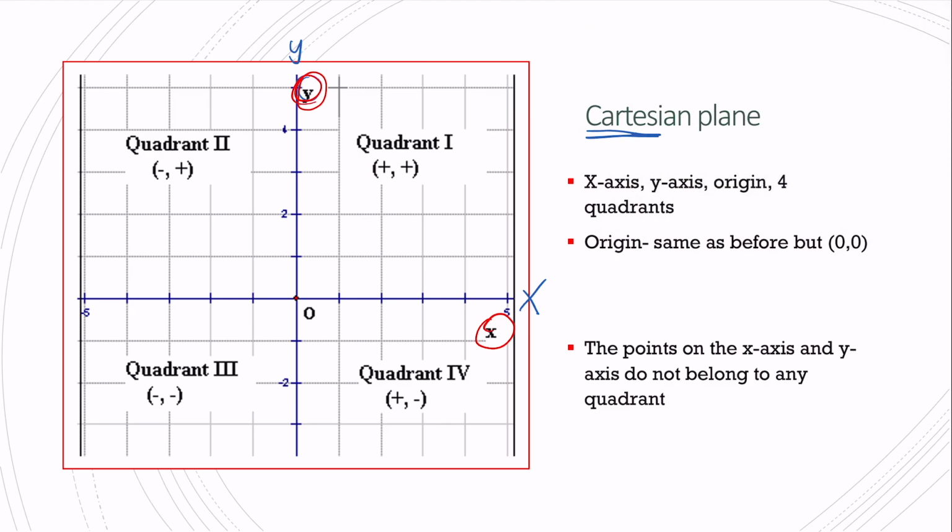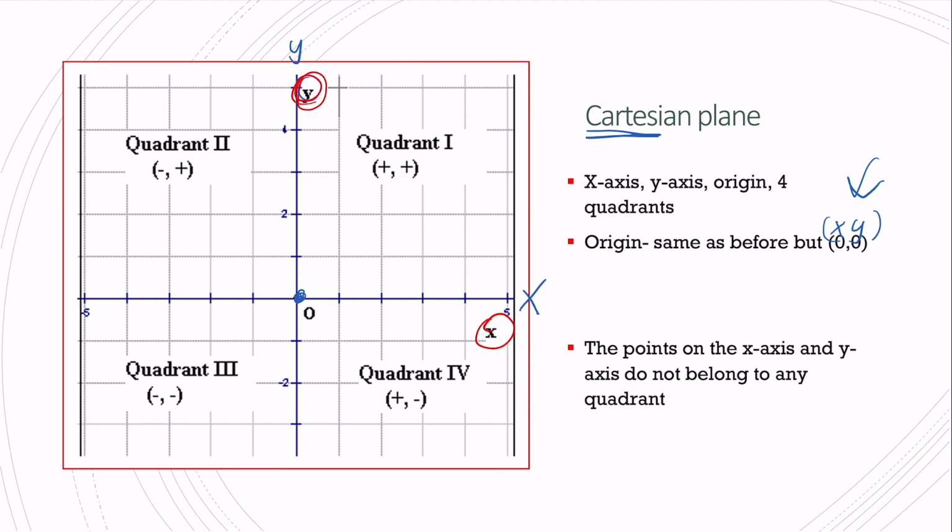We have an origin. Our origin before, when we were graphing on a single number line, was 0. Now our origin is going to be 0, 0, where our x value is 0 and our y value is 0. And this is called an ordered pair, but I'll talk about this more on the next slide.